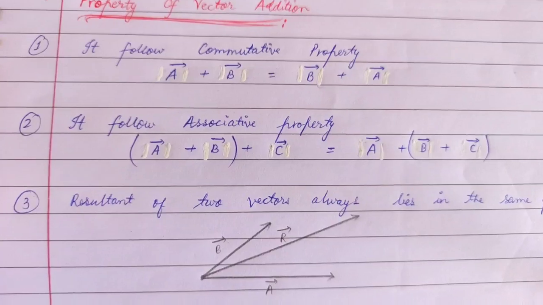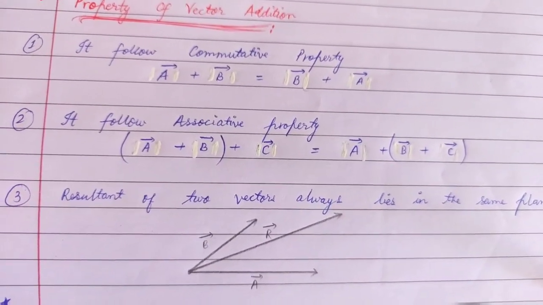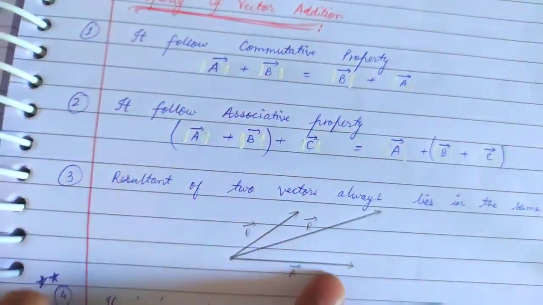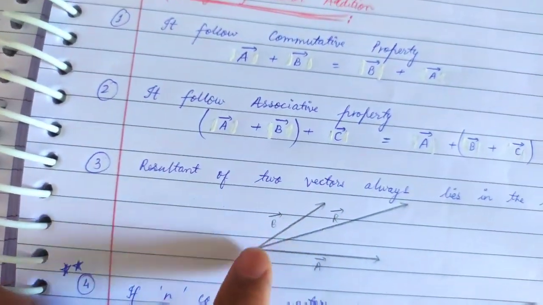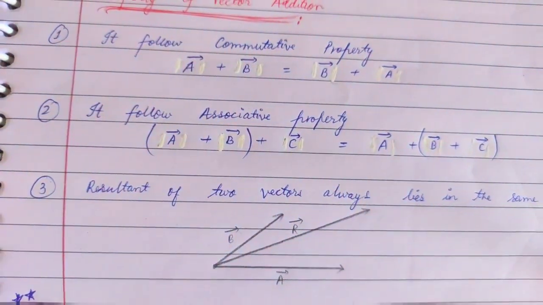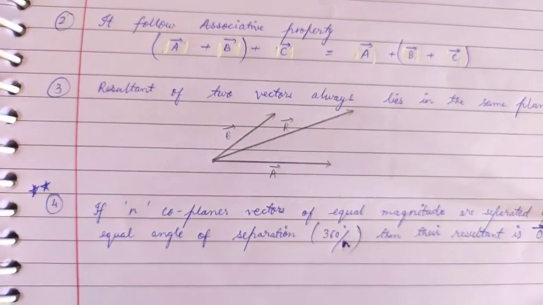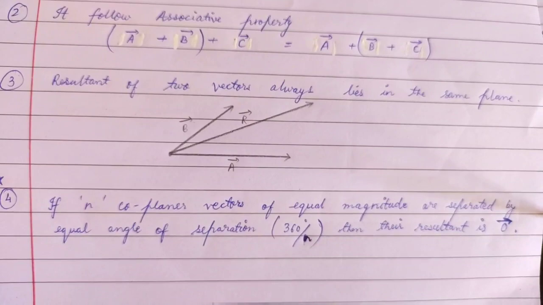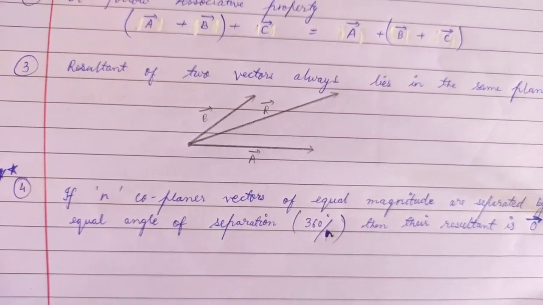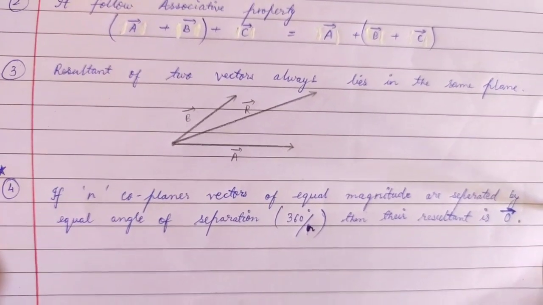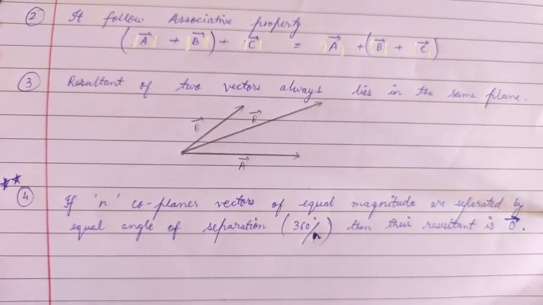Now the third thing is that the resultant of 2 vectors always lies in the same plane. You all know that if it is vector A and vector B, and suppose this is the resultant, then the resultant will also lie in this plane only, it will not go into some other plane. Now the fourth point is that if n coplanar vectors of equal magnitude are separated by an equal angle of separation 360 degrees by n, then their resultant is 0 vector. I'll explain this point in the next video. That's all for today. Thank you.